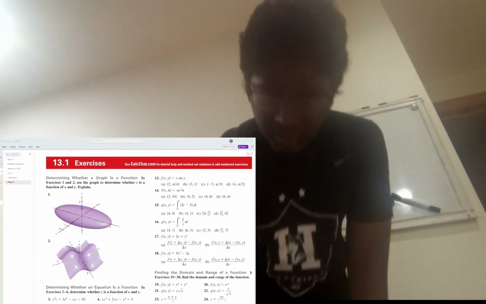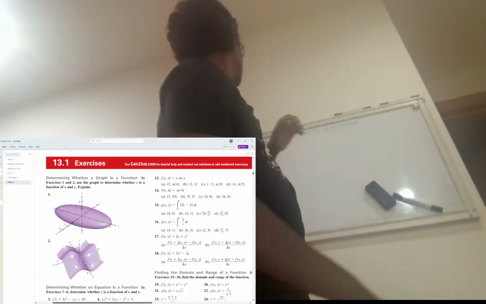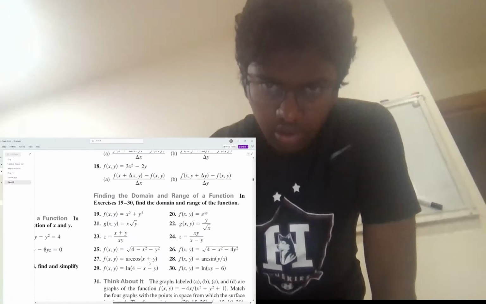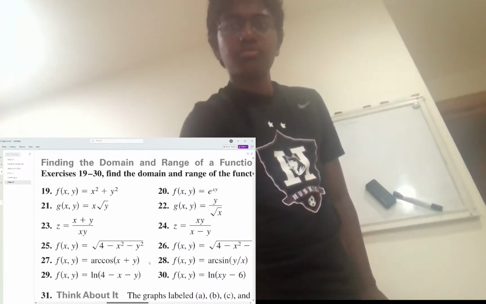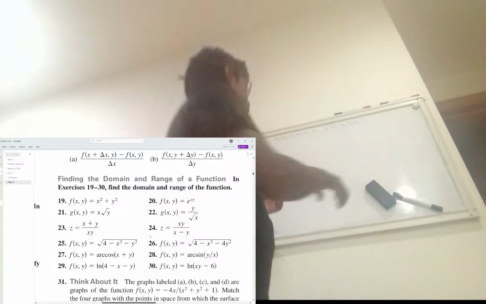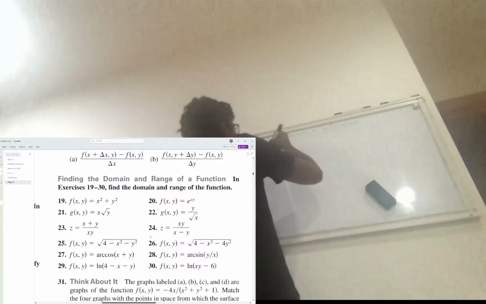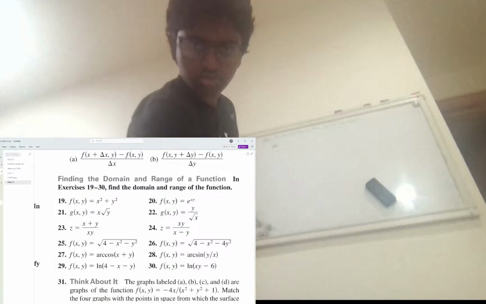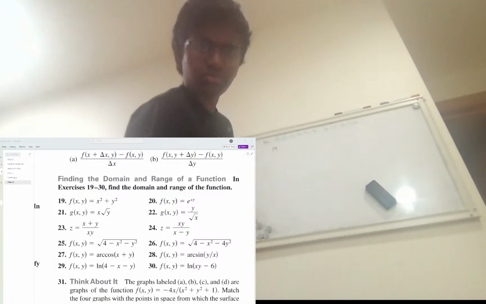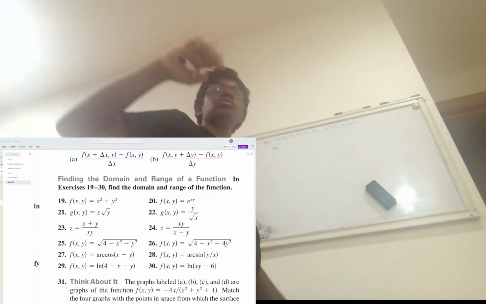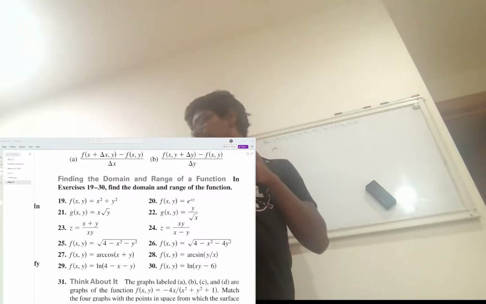Alright, cool. Okay, let's do the first problem. First problem, number 19. Exercise 19, domain and range of a function. So, pretty easy. The angle sucks, but I need something like equal height. I just don't have something that tall.